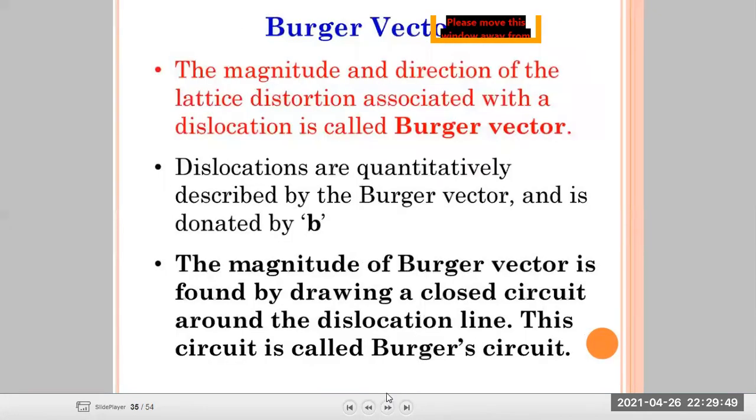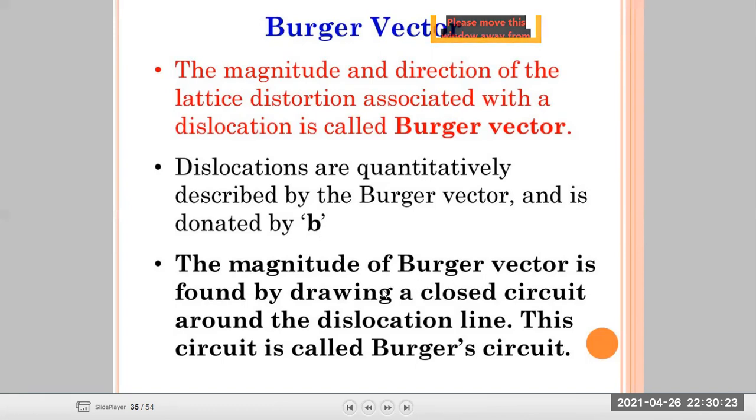And the Burgers vector comes into the picture. This is the mathematical way to describe how the arrangement is going on. The magnitude and the direction of the lattice distortion due to the dislocation is called the Burgers vector. The dislocation is represented mathematically by the Burgers vector, named after the scientist, which is denoted by small b.